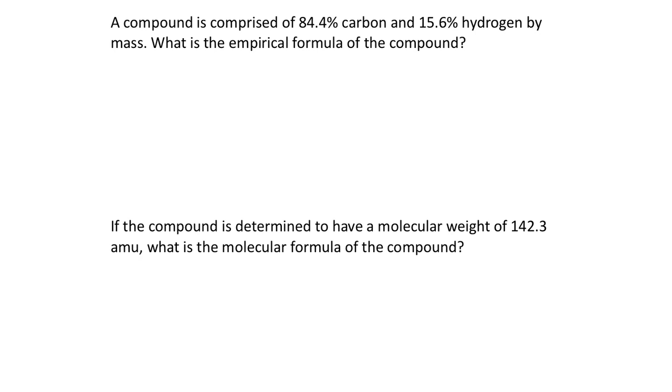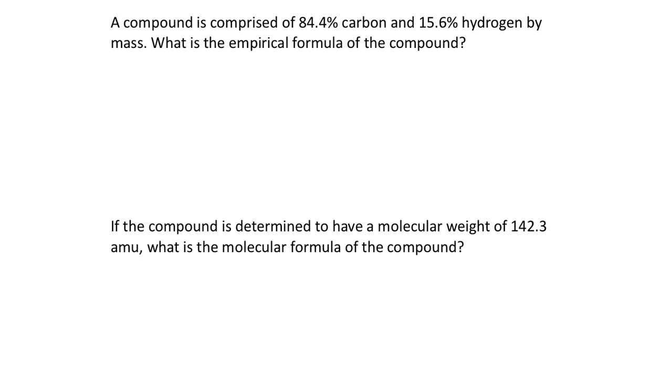So if we get information like a compound's comprised of 84.4% carbon and 15.6% hydrogen by mass, that's information that we can relatively easily get from different types of instruments that are available to us in the lab. And so from that information, the best we can do is work out an empirical formula. If you recall, we did an example before where two different compounds that had the same empirical formula would have the same percent by masses.